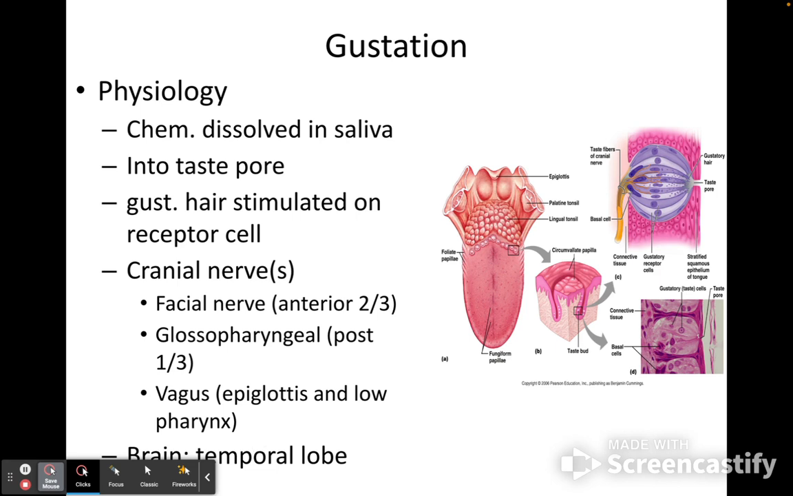Taste and smell are very similar because they are both chemoreceptor pathways. Chemicals have to be dissolved in a solution, in mucus in our nose and saliva in our mouth, to actually stimulate the receptor cells. In both of those pathways, the receptor cells have little hairs on the end that sort of detect the chemicals in the solution.